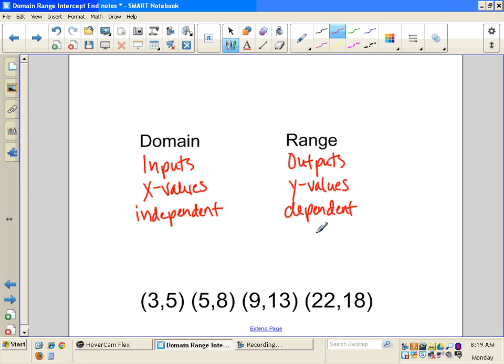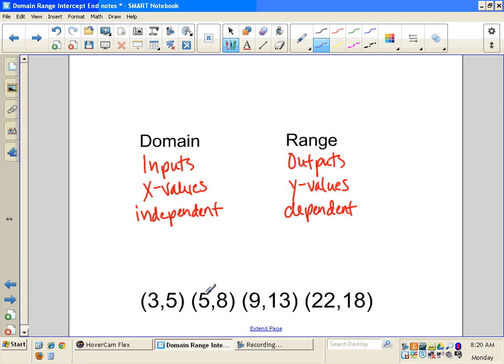So when you're asked to find the domain and the range of a function, you list the domain as whatever your inputs or your x values are, or if it's just a concept, what the independent variable is. And then your range depends on what your domain is. That's why it's the dependent variable, and you just list those outputs or y values.